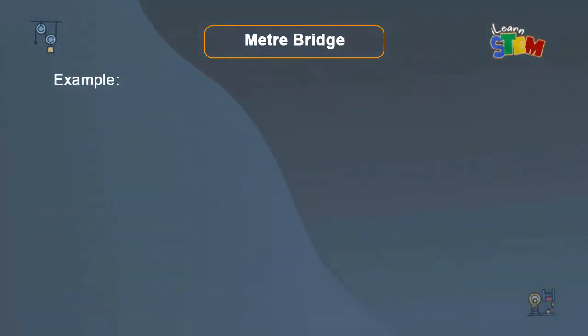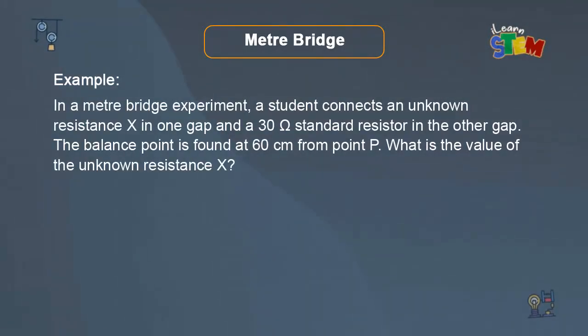Let's solve an example. In a meter bridge experiment, a student connects an unknown resistance X in one gap and a 30 ohm standard resistor in the other gap. The balance point is found at 60 centimeters from point P. What is the value of the unknown resistance X?